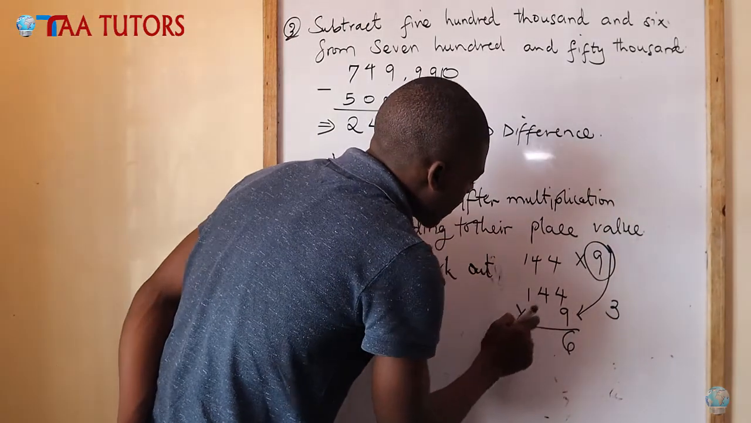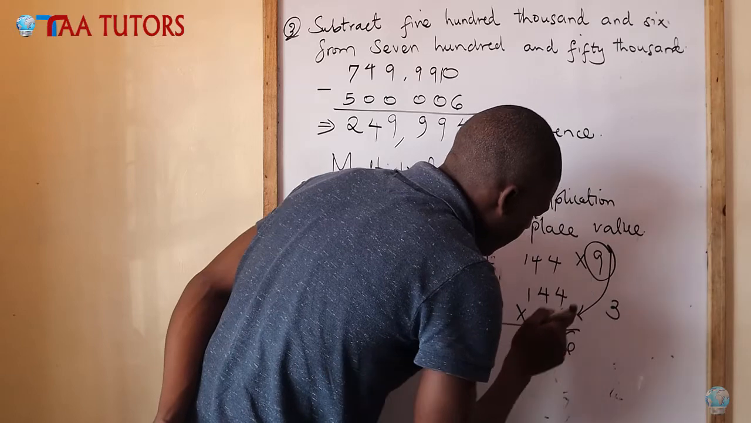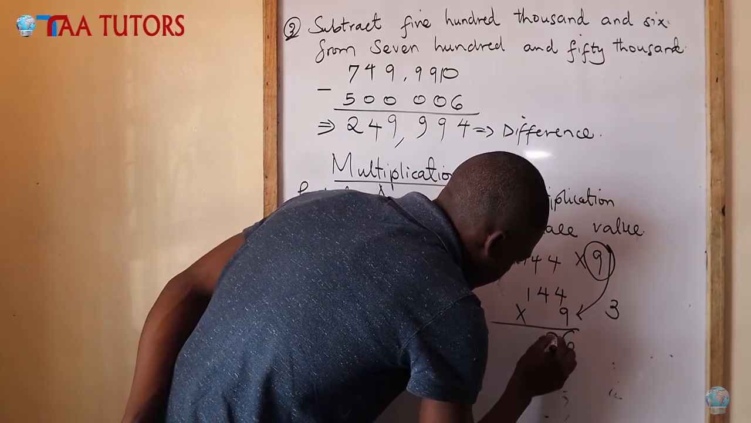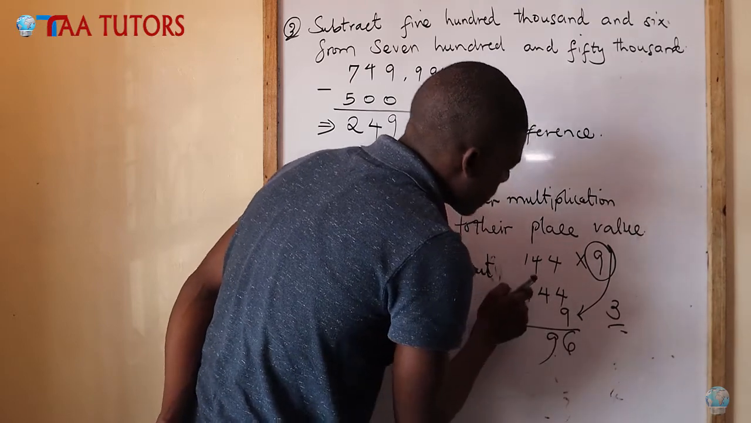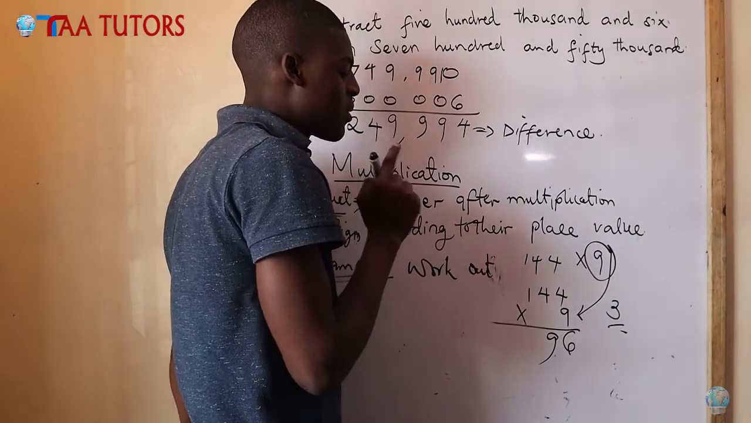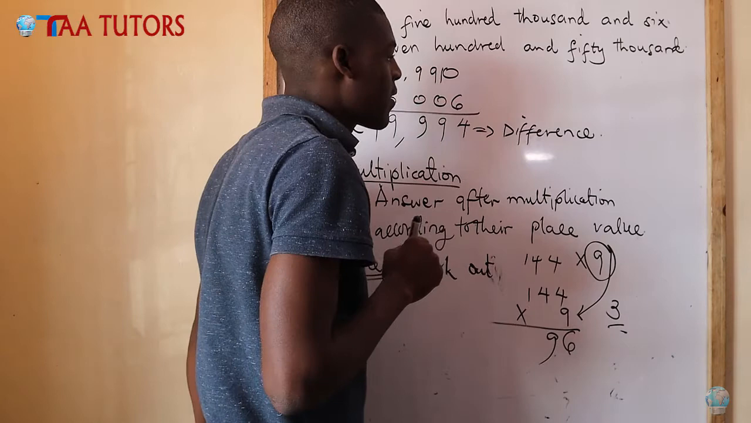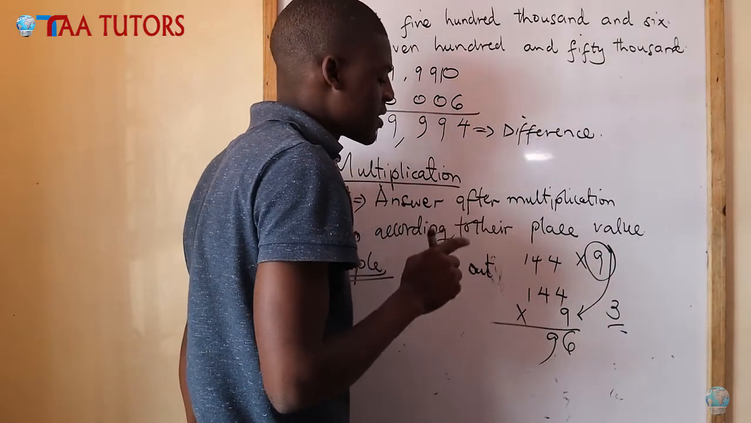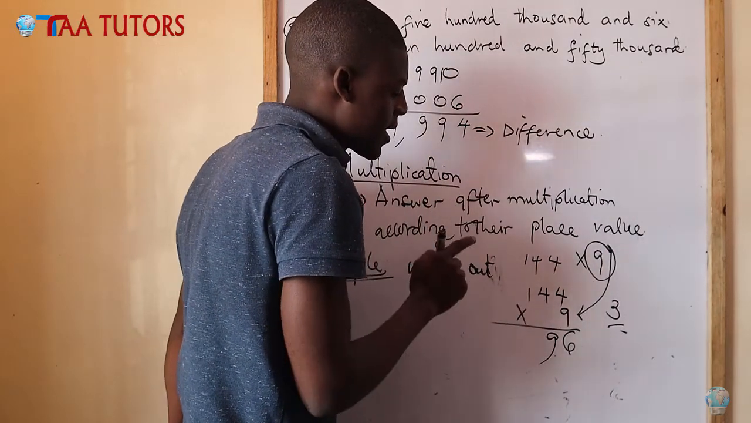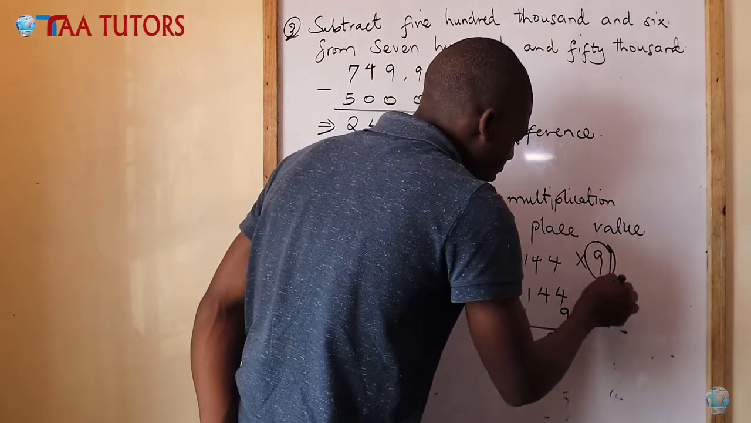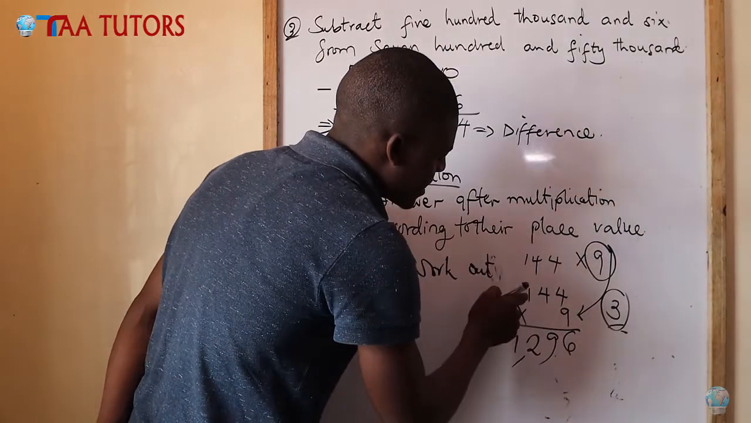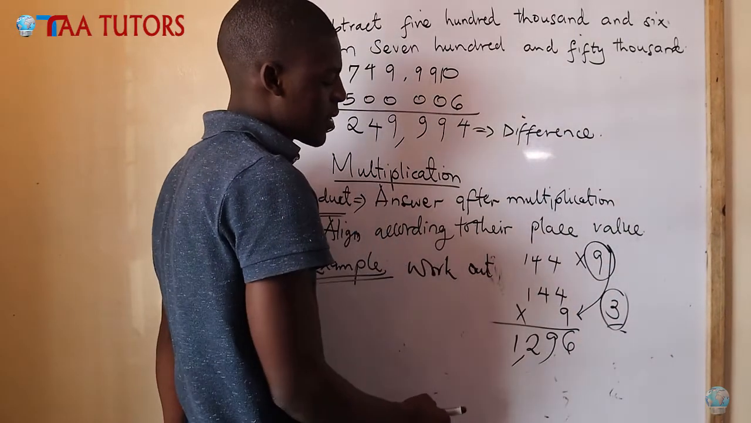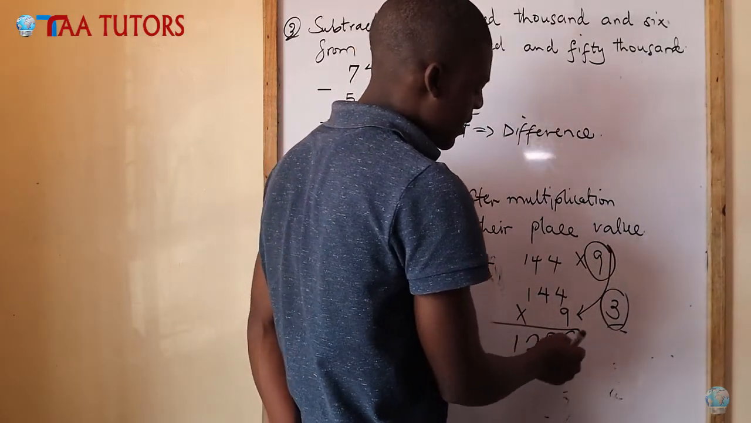9 times 4 again, 36. 36 plus 3 is 39. I carry 3 still. Then 9 times 1. Any number multiplied by 1 is that number. Whether it is 1,000 times 1, it will remain 1,000. So 9 times 1 is 9. And that 9 I'll add to 3, which I carried. So I have 12. When I multiply 144 by 9, I'm getting an answer of 1,296.